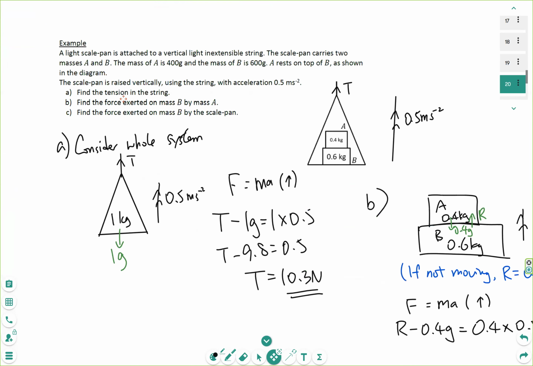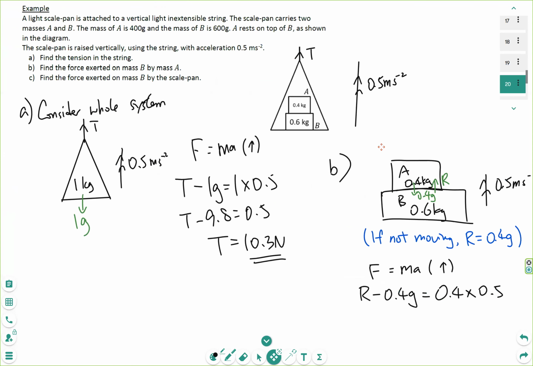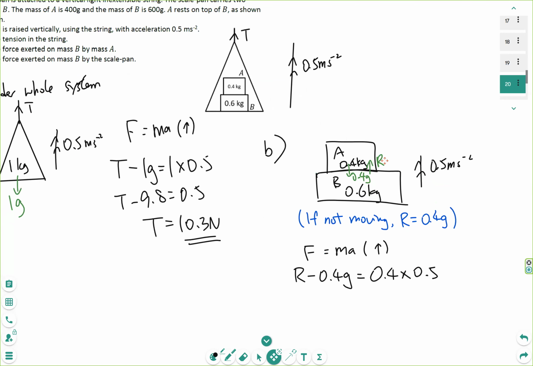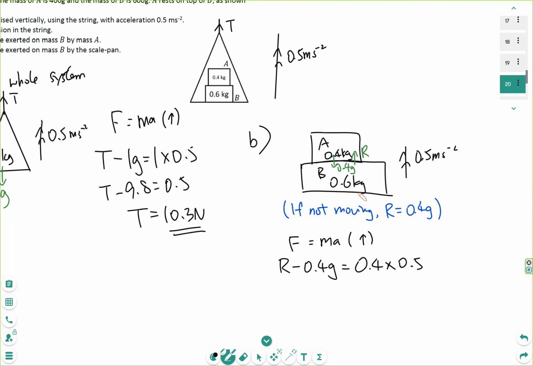Does the question not say force exerted on B by A? Why are we looking into A? Because the force exerted on B by A is being calculated as the reaction force. It's not the 0.4g. The 0.4g is part of the calculation, but because we're moving up, the reaction given by B is not the same as 0.4g. So we're looking into the mass of A. R minus 0.4g, put in the calculator: 0.4 times 9.8, which is 3.92, equals 0.2.